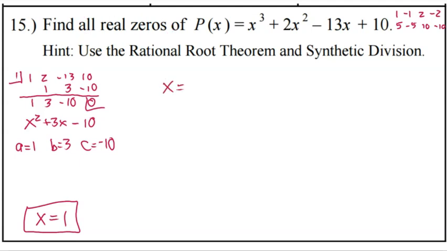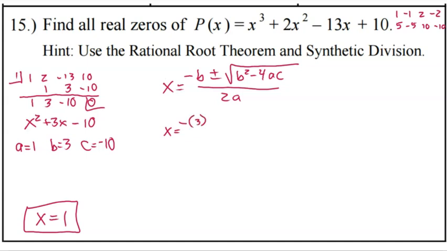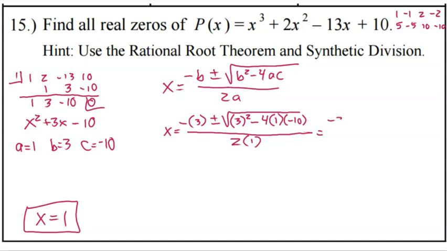So I'm going to do x is equal to, remember the form is negative b plus or minus the square root of b squared minus 4ac all over 2a. Okay, so I'm going to do x is equal to negative b. Well, b is 3, so that's negative 3 plus or minus the square root of b squared, so that's 3 squared, minus 4 times a is 1, times c is negative 10, all over 2 times a is 1, okay? So this is going to give me negative 3 plus or minus the square root of, well, 3 squared, that's 9.